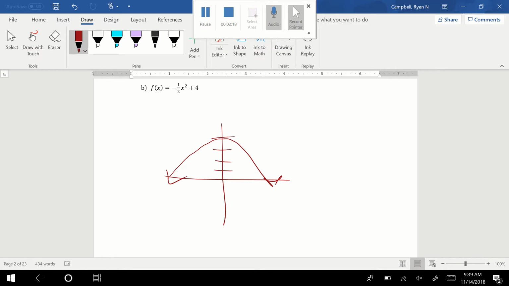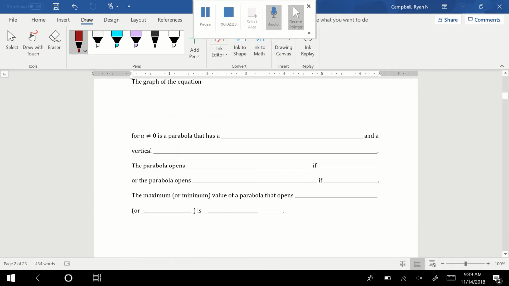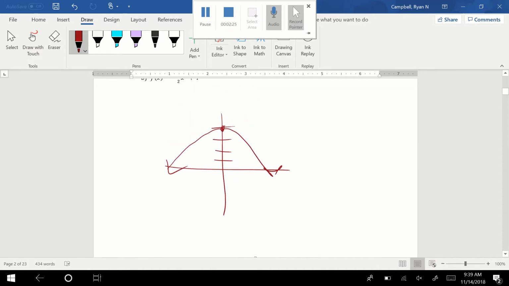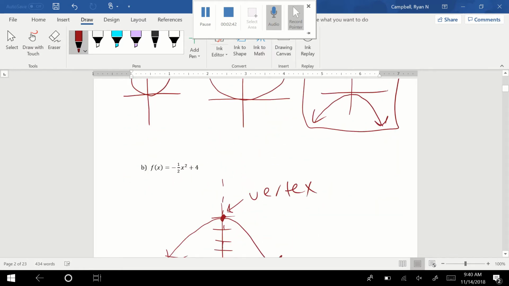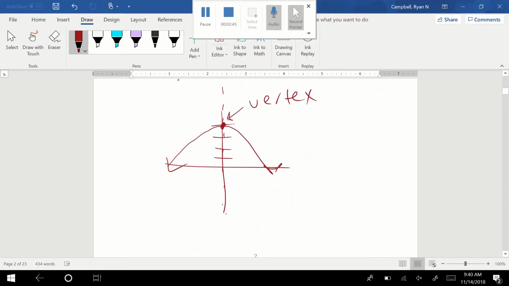All right. If you notice for all of these, there is a point that is the maximum or minimum. We call this point the vertex. And you'll notice there is also symmetry with it. The left side and the right side of this line look exactly the same, and it works for every single value. We call this the axis of symmetry.